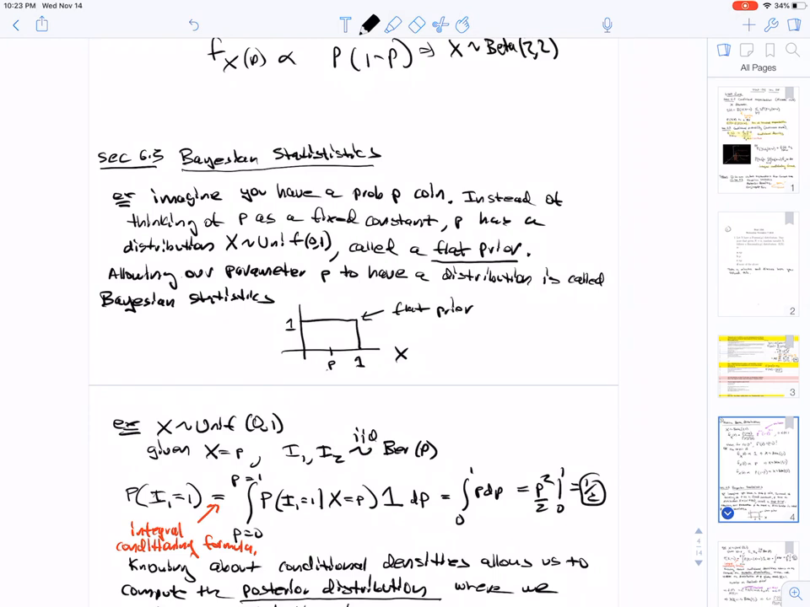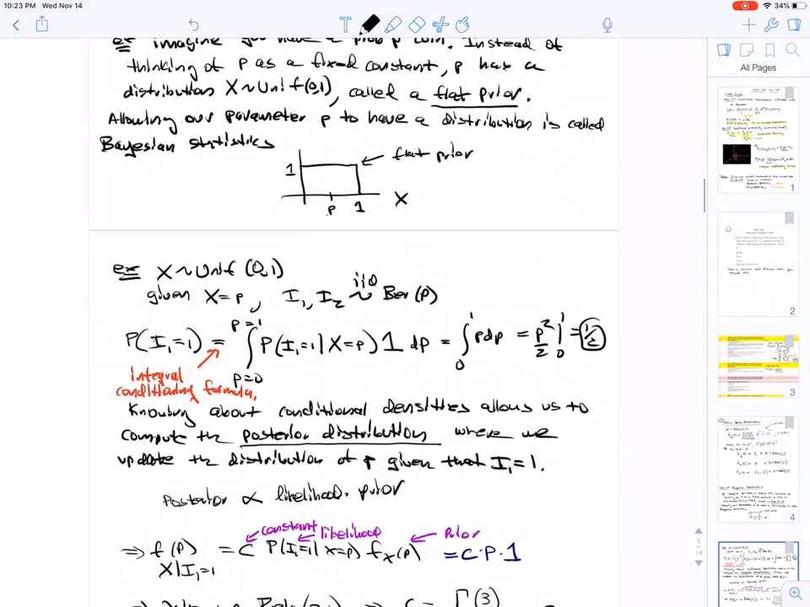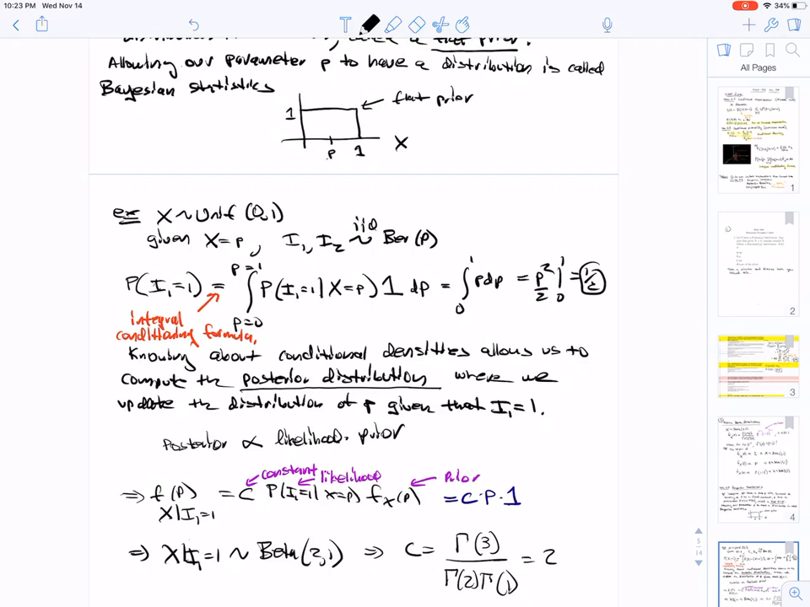I made the random variable for p X because capital P is used for probability, and I didn't want to use the Greek letter pi like your book does, so I just used X. Now, allowing our parameter p to have a distribution is called Bayesian statistics. Here's a picture of a flat prior. We did this last time. If you want to compute the probability that we get heads, then we would use the integral conditioning formula. So we're conditioning on all the different values p can take between 0 and 1.